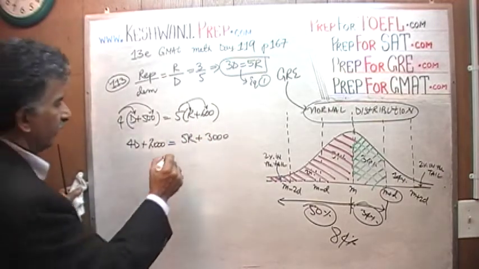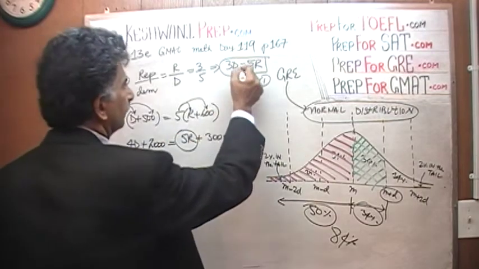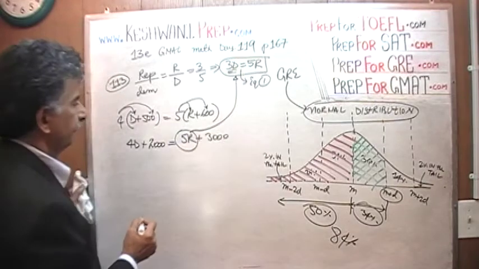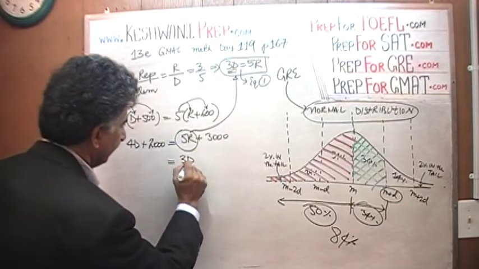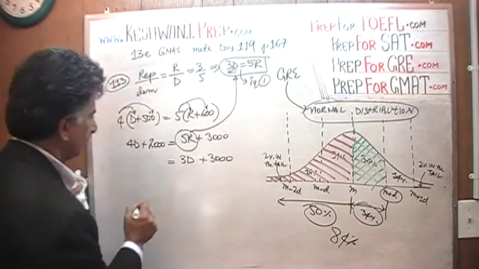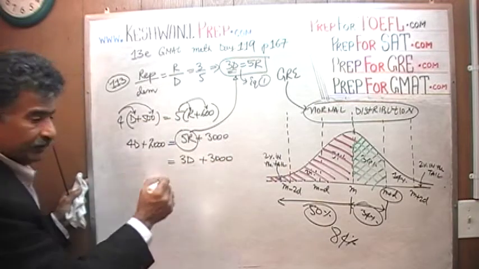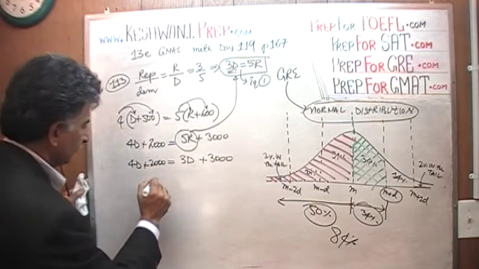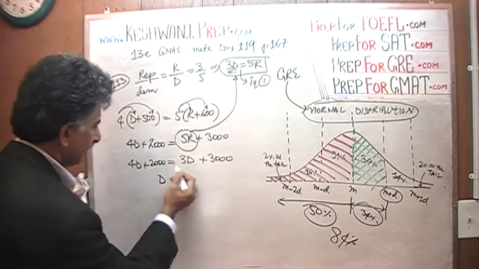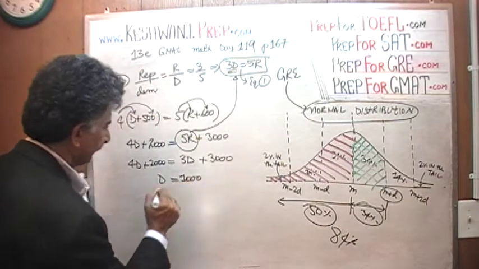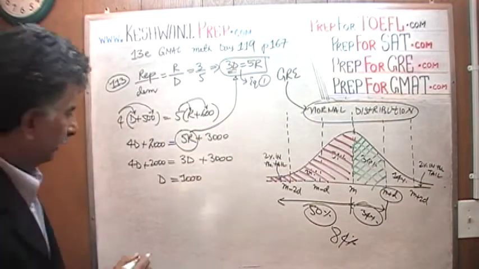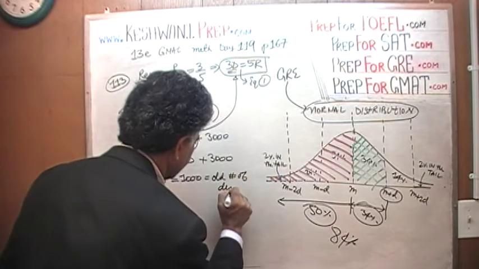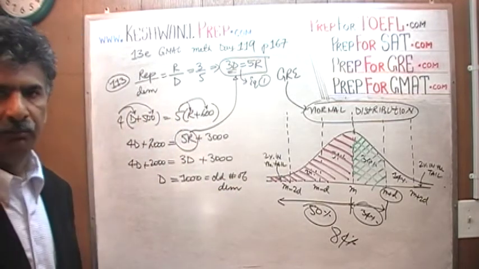Now we already know what 5R equals: 5R equals 3D from equation 1. So let's put 3D here plus 3000. Subtract 3D from both sides and we end up with D equals 3000 minus 2000, which is 1000. Now what does D represent? D represents the original number of Democrats. You have to keep that in mind. You have to know your symbols.